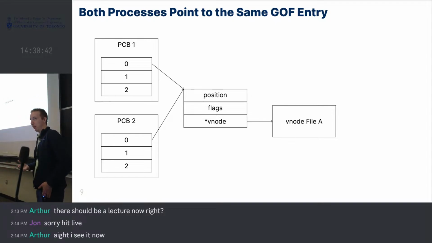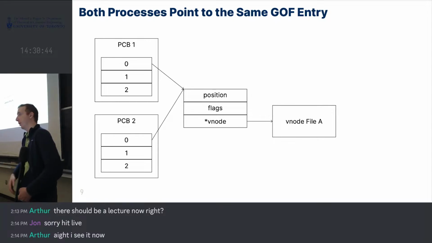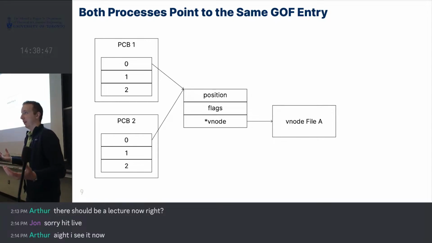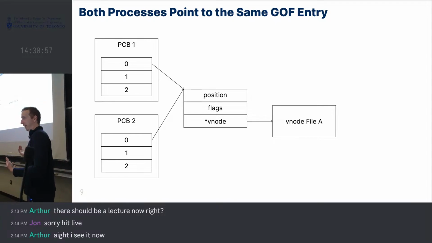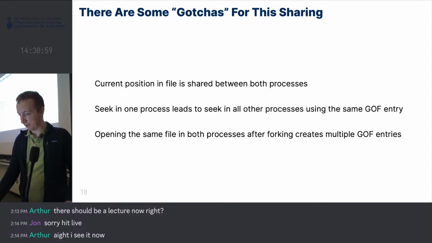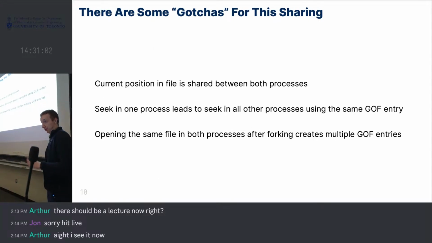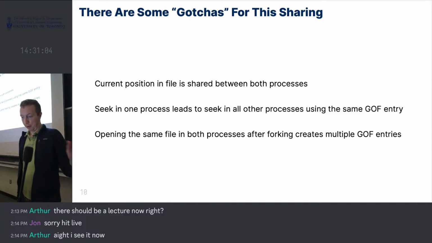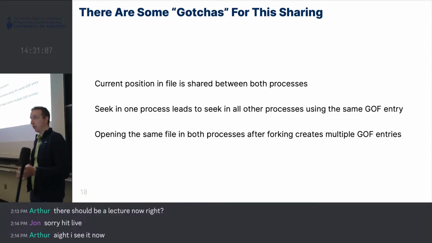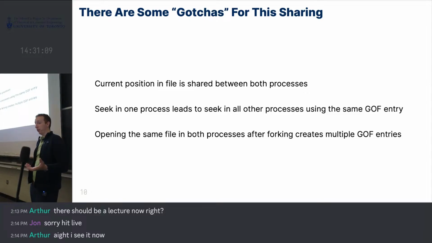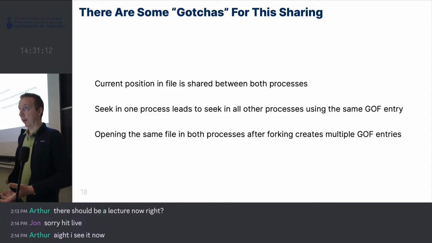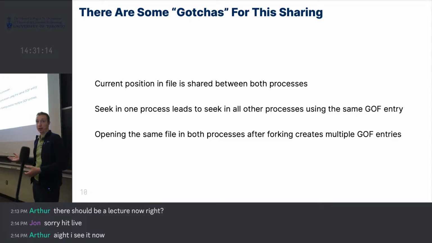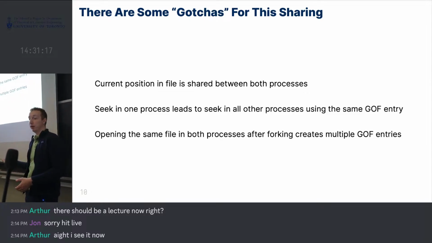And you will have to remember this course and be like, oh right, they're sharing the position, so neither one of the processes is going to read the whole file. Or you might get lucky and one process reads the entire file and the other process reads absolutely nothing. So that also might happen. So these are the gotchas. Remember the current position is part of the global entry, and if you fork, that gets shared between the processes.